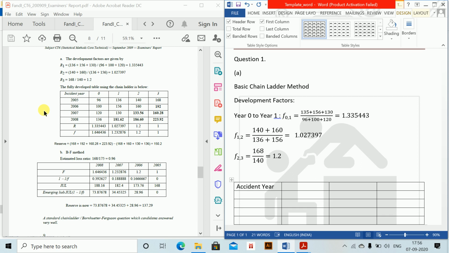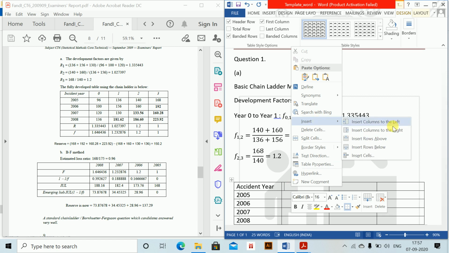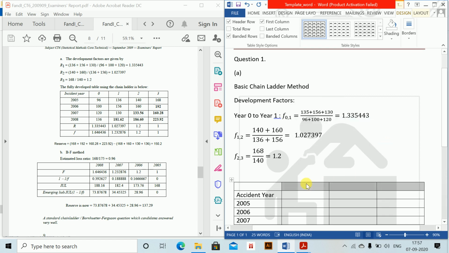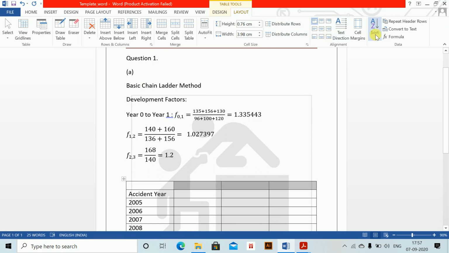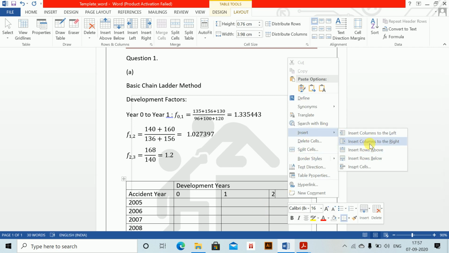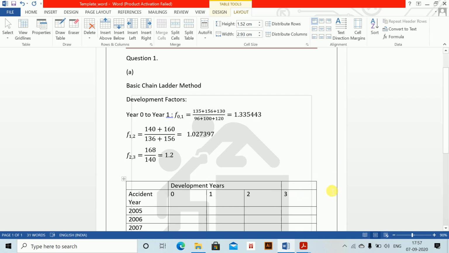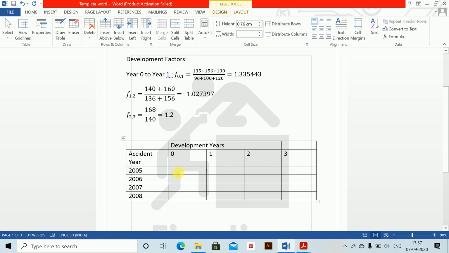So for accident year, here I'm first writing the accident years: 2005, 2006, 2007 and 2008. Then we have your development years. So I'll insert one row above and merge these. If you see, in this layout there is a merge option, merge cells. So this is development years, and then I have here 0, 1, 2, and since you need an extra column, you can again insert columns to the right. This is not merged, but it is understandable that these are the development years.